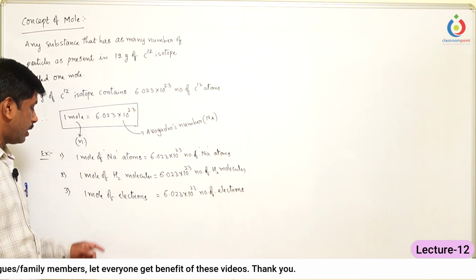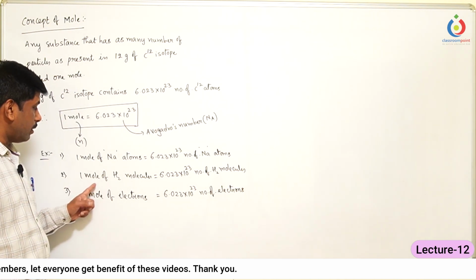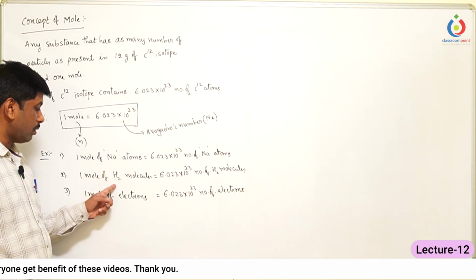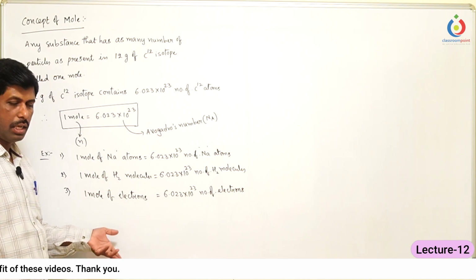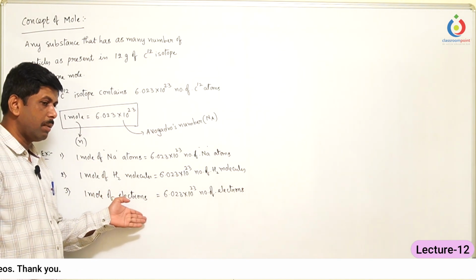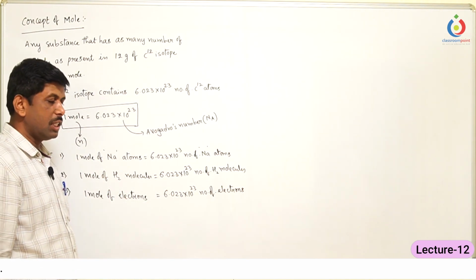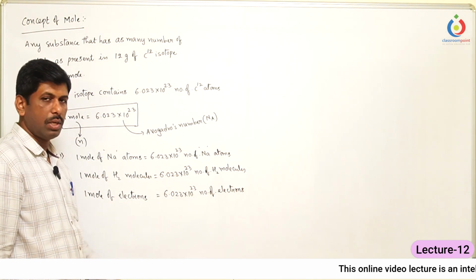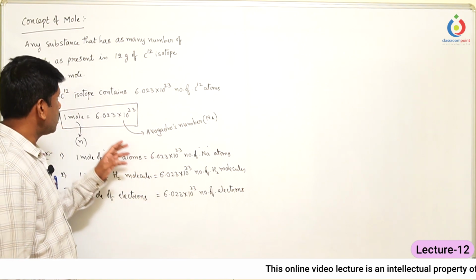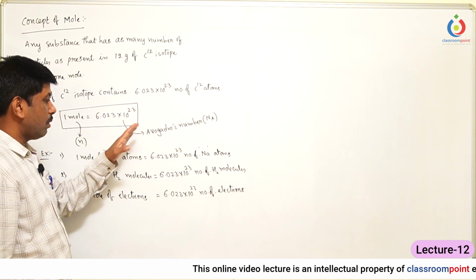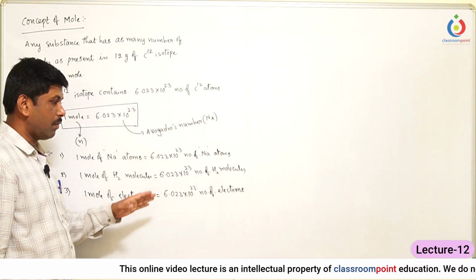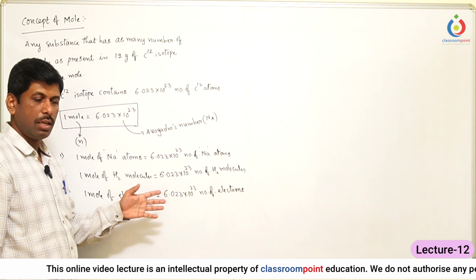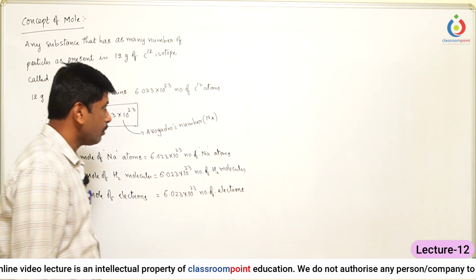So we can understand 1 mole can be applied to atoms, molecules or any microparticles. You can take ions also. 1 mole of sodium ions means 6.023 × 10^23 sodium ions are called 1 mole again. So mole is just a number that can be applied to any concept. It means any number of any type of atoms, molecules, ions or microparticles.